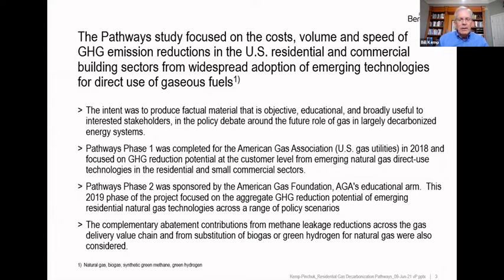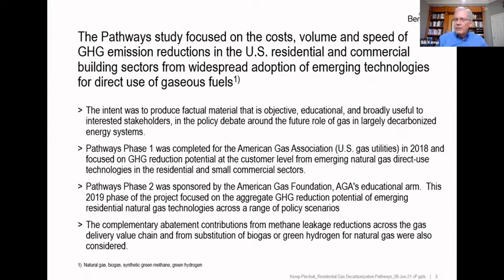We did take a look briefly at the other parts of the gas value chain that could contribute to GHG abatement, which is on the upstream side, obviously replacing fossil gas with hydrogen or biomethane, biogas, and also looked at reducing methane leakage around the natural gas infrastructure, but we did not analyze those independently.